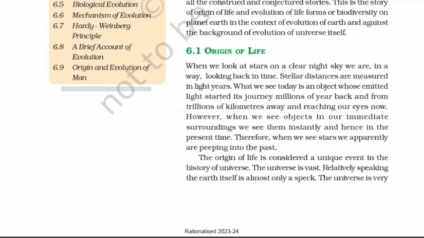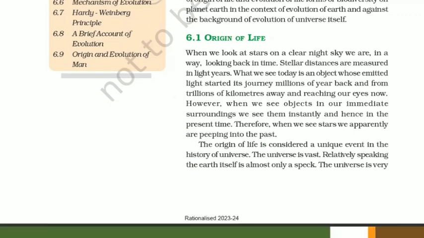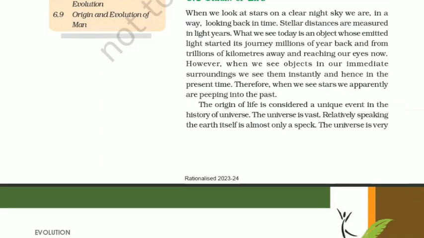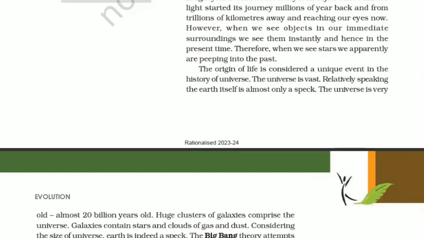6.1 Origin of life. When we look at stars on a clear night sky, we are, in a way, looking back in time. Stellar distances are measured in light years. What we see today is an object whose emitted light started its journey millions of years back and from trillions of kilometers away and reaching our eyes now. However, when we see objects in our immediate surrounding, we see them instantly and hence in the present time. Therefore, when we see stars, we apparently are peeping into the past.